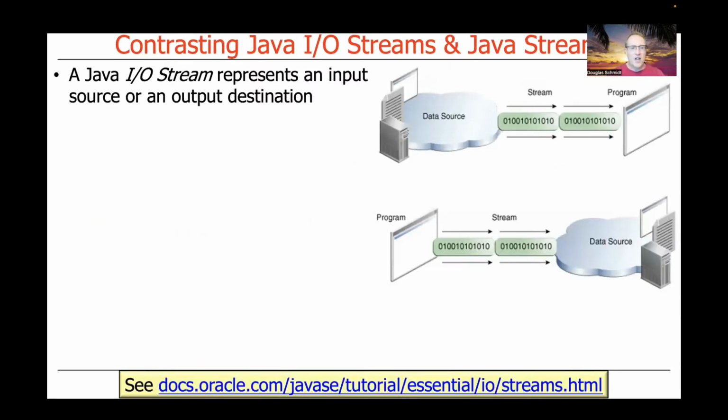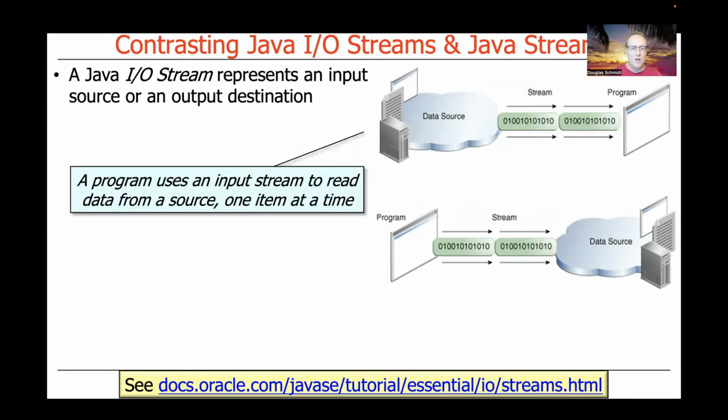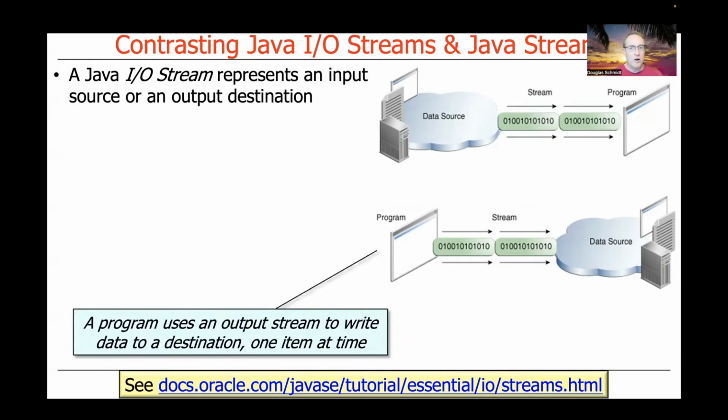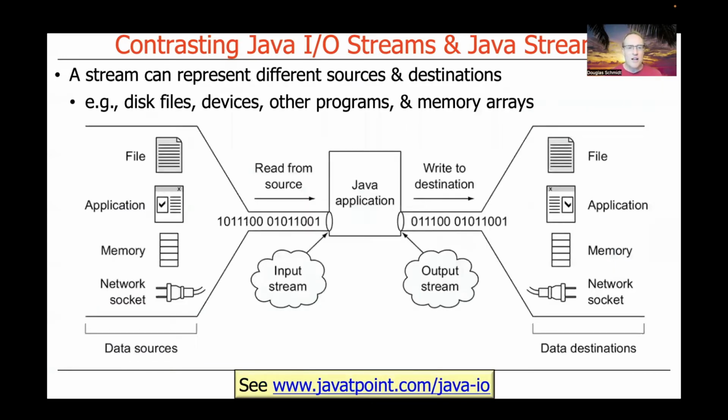So what is a Java IO stream? A Java IO stream represents an input source or an output destination. For example, a program can use an input stream to read data from some source, one item or one element or one character or byte at a time. And a program could also use an output stream to write data to a destination, one item, one element, one character, one byte at a time. I'm sure you've all done something along these lines at some point if you've programmed in Java or other languages for that matter. A stream itself can represent different sources and different destinations.